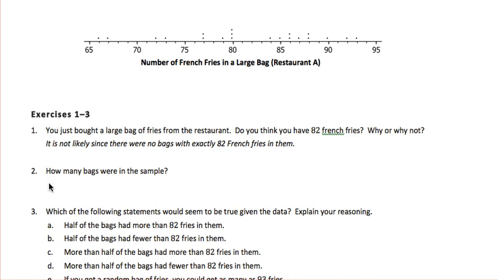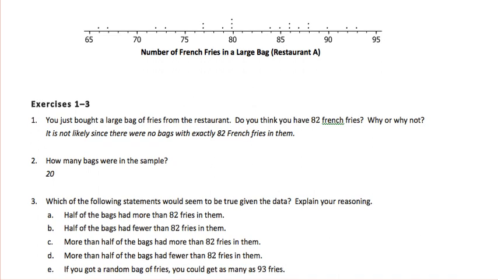Next, we want to look at how many bags are actually in the sample. So when we count each individual dot, which represents a piece of data, we find that there are 20 bags in the sample. Finally, we're going to look at the statements that are made and decide which of them would seem to be true given the data in the dot plot, and then explain our reasoning.